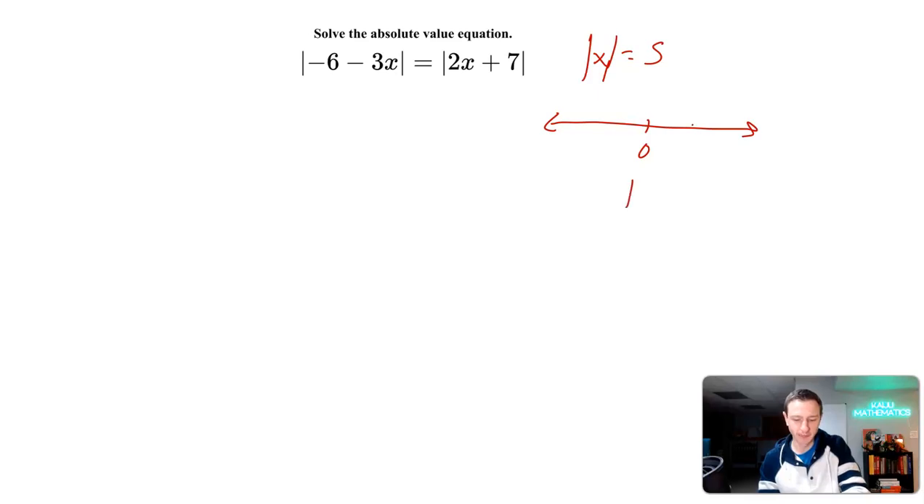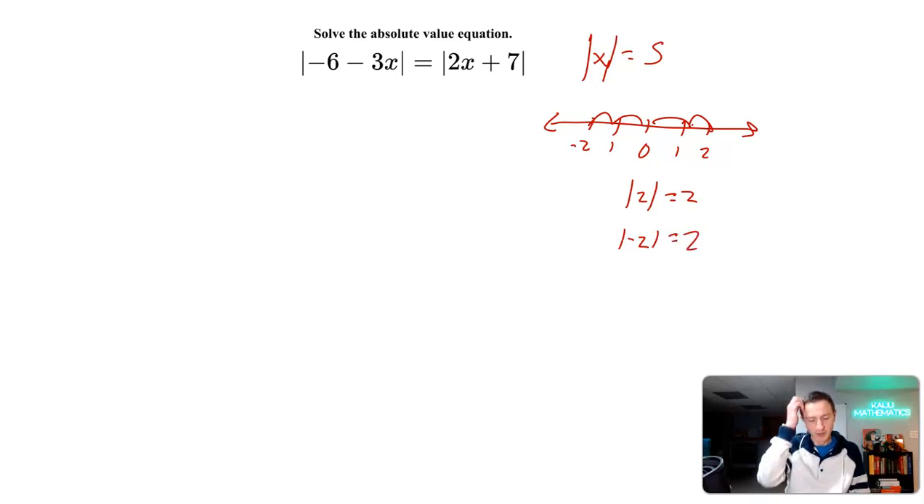So if I'm taking the absolute value of 2, or the absolute value of -2, what I'm asking is how many units away from 0 is -2 or 2. So 2 is 2 units away from 0, and -2 is 2 units away from 0. So if I'm asking the question, absolute value of x is equal to 5, what x values can I put in for x that would make a true statement?